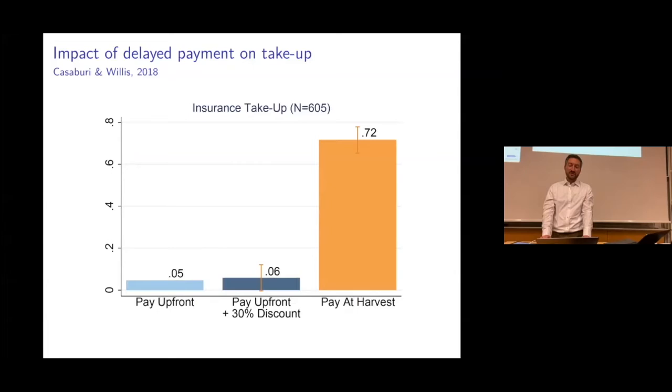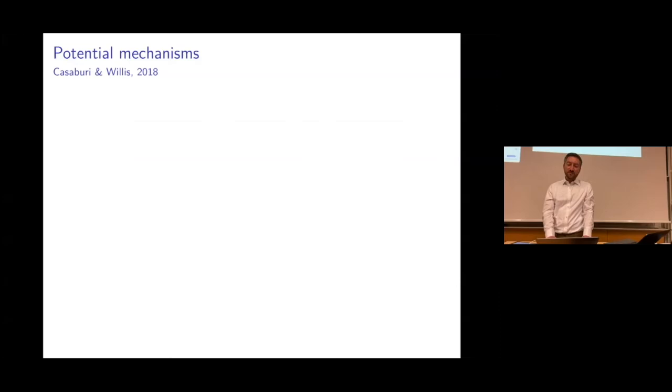So let's think about why that difference exists. And there's two candidate mechanisms that I want to talk about that might explain this increase in demand when you allow farmers to pay late.